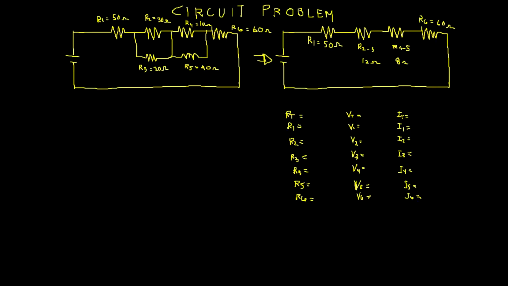So, dito ang given na yung mga R1 hanggang R6 natin: 50, 30, and 20 ohms, 10, 40, at 60 ohms. Dito ang total voltage natin ay 100 volts. So, ngayon, hahanapin natin yung total resistance muna bago yung total current.